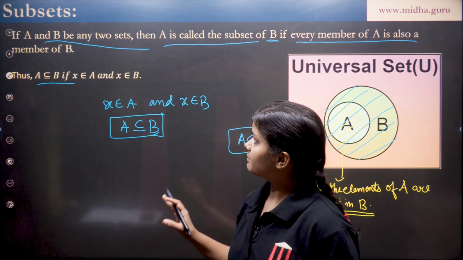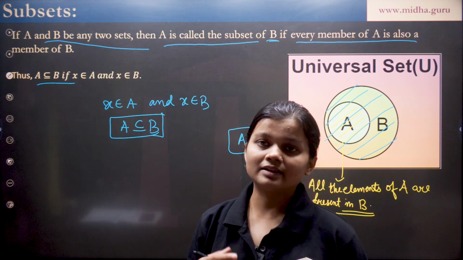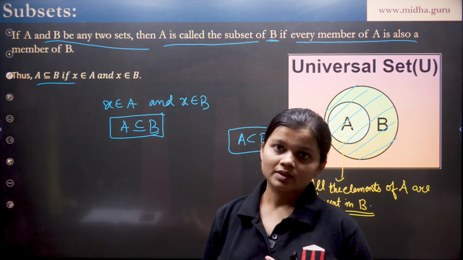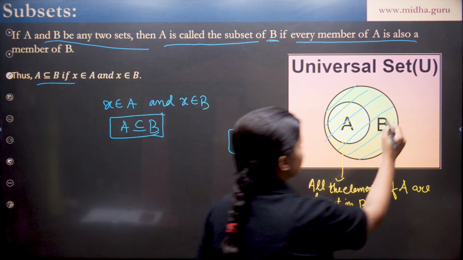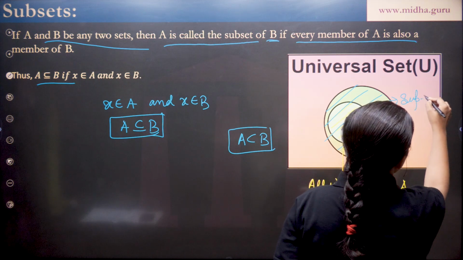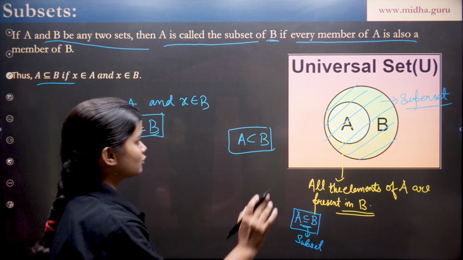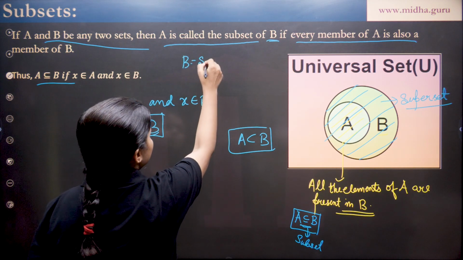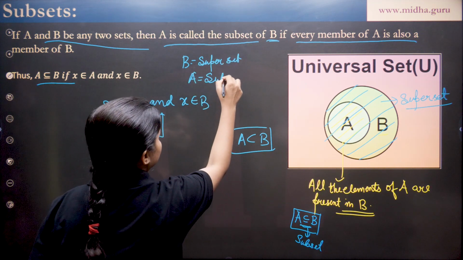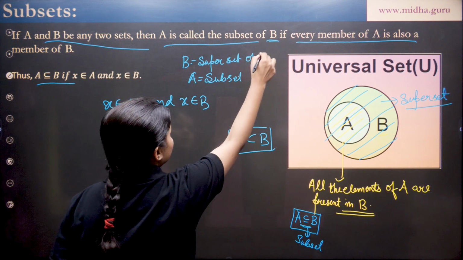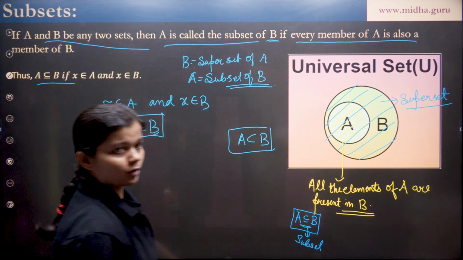What is subset? Subset is if every element of first set is present in the second set, then the first set is known as subset of the second set, and here B contains all the elements of A, right? So B is called the superset, because it contains all the elements of A. So B is superset of A and A is subset of B. Okay, clear? I hope this is clear.